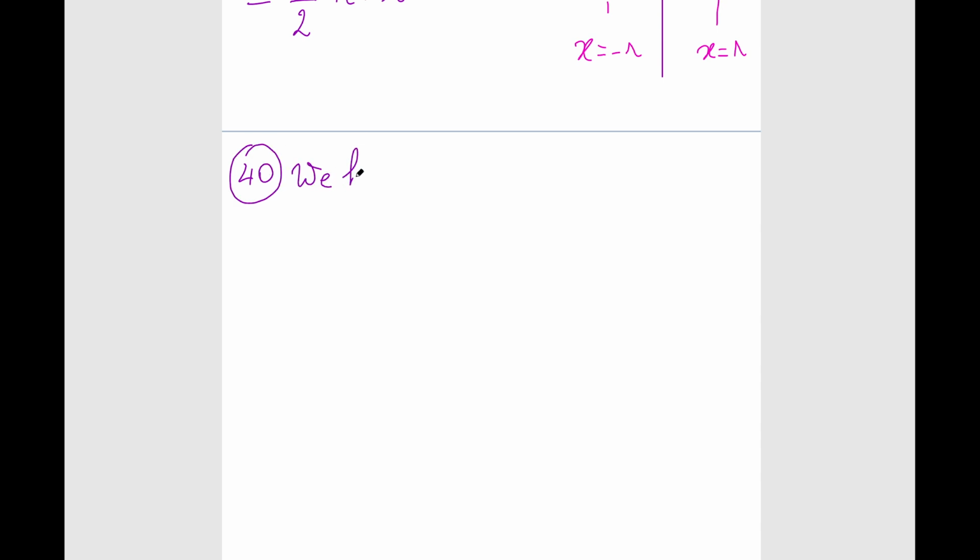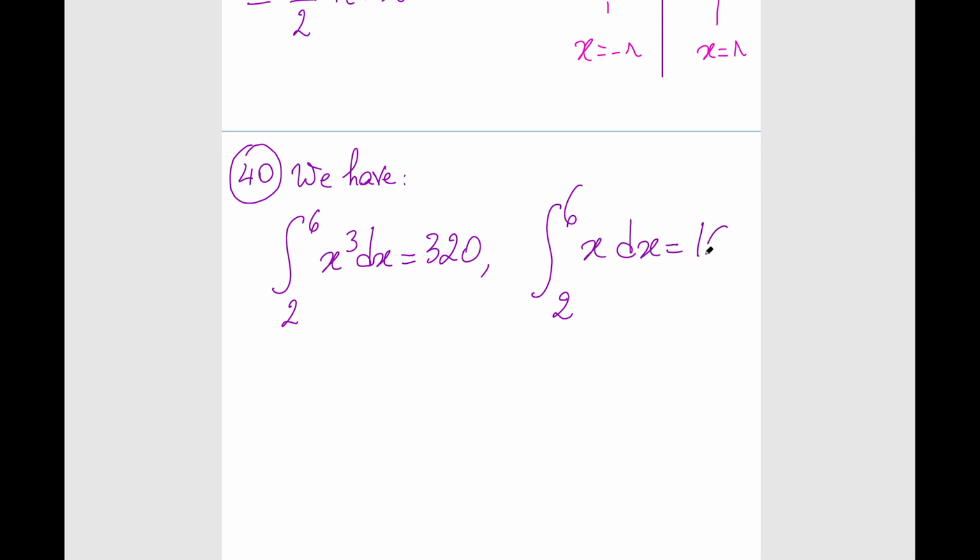So I'll tell you what we have. We have that the definite integral from 2 to 6 of x cubed dx is equal to 320. They also told us that the integral from 2 to 6 of x dx is equal to 16, and the integral from 2 to 6 of dx is equal to 4.